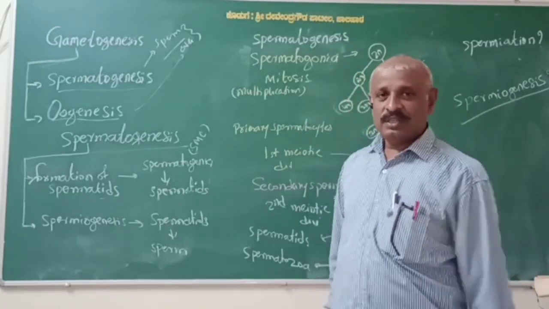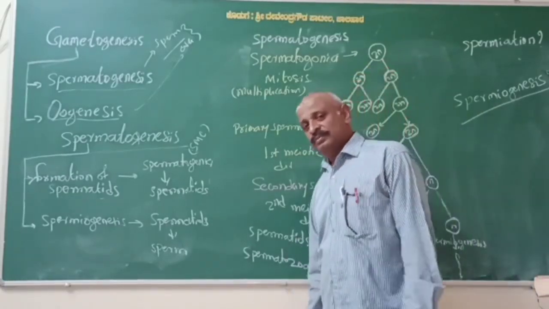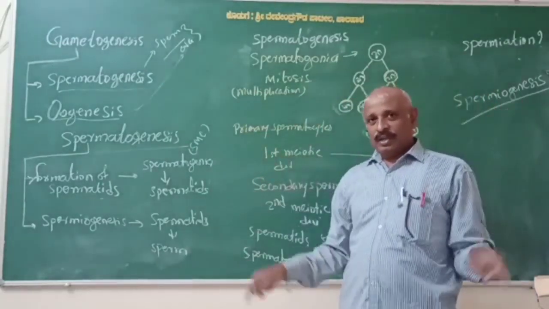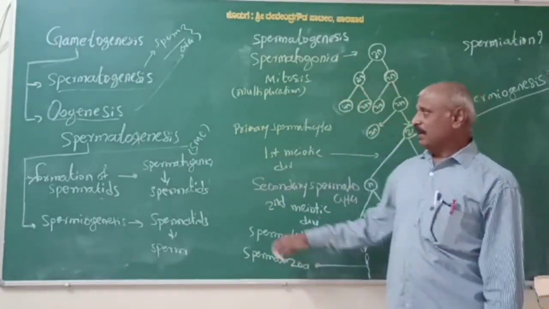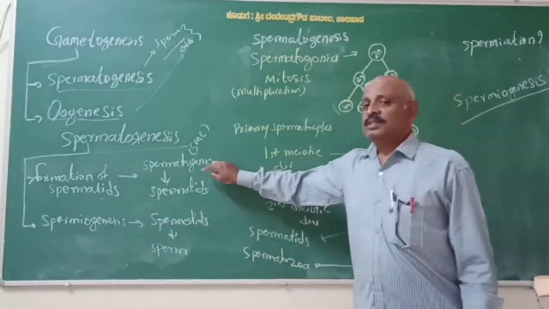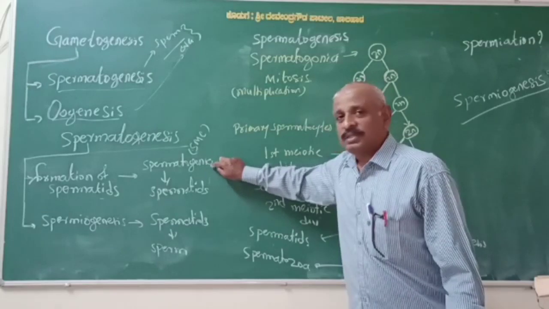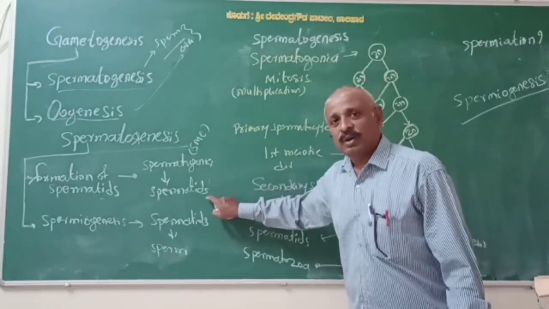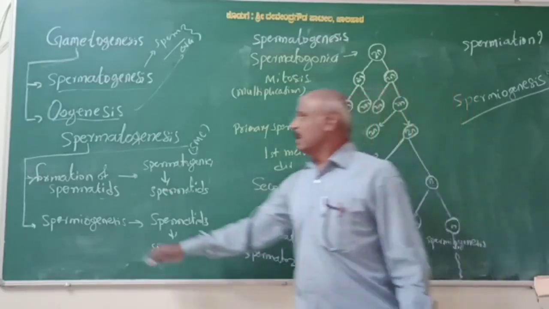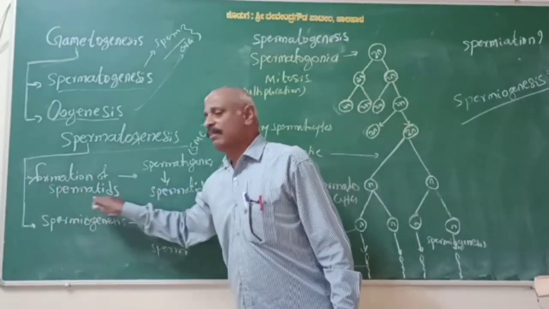As you know, the seminiferous tubule. In the seminiferous tubule, in the epithelial cells, in the outer layer, we find these sperm mother cells. These spermatogonia, the sperm mother cells, get converted into spermatids. That process is the formation of spermatids.